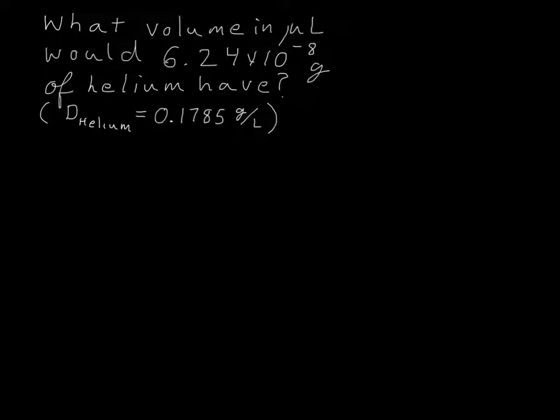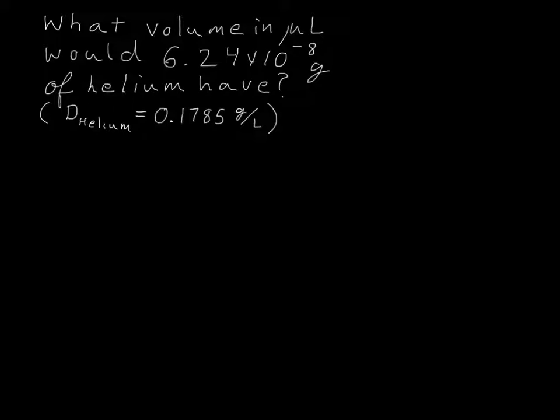What volume in microliters would 6.24 times 10 to the negative 8th grams of helium have? The density of helium is 0.1785 grams per liter. Well, once again we have density. And density always provides us with a unit conversion.